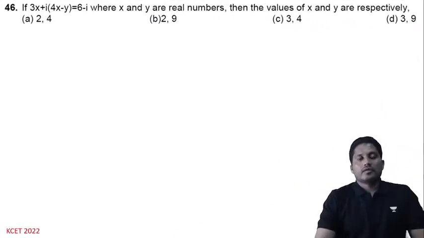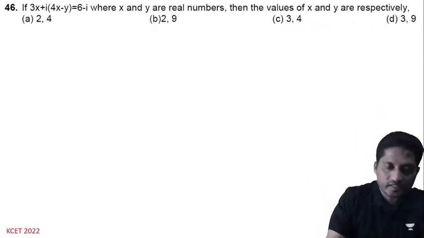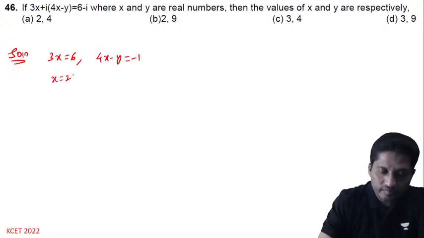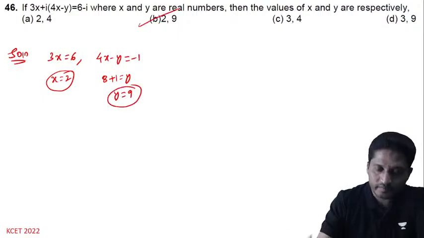Question number 46. If two complex numbers are equal, then the real and imaginary parts are separately equal. If I equate the real part, you will get 3x equal to 6. If I equate the imaginary part, 4x minus y is equal to minus 1. x is equal to 2, 8 plus 1 is equal to y, y is equal to 9. So the option is (2, 9).